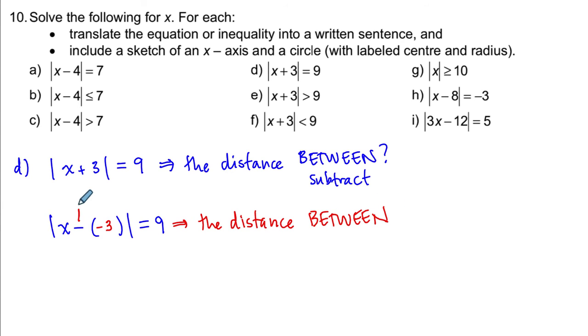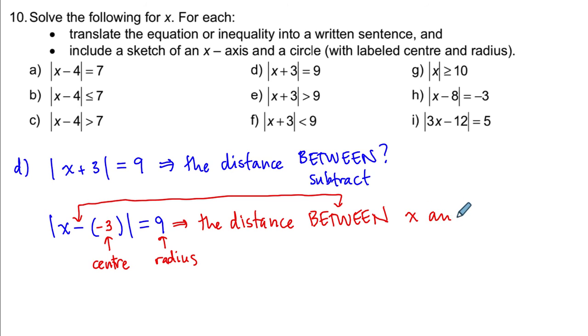So we actually have to pull that plus 3 apart. And the first subtraction sign is how we read the word between. The second subtraction or negative sign belongs to the 3, which is our center value of -3, and we have a radius of 9. So we finish off the distance between x and -3 exactly is 9 spaces.